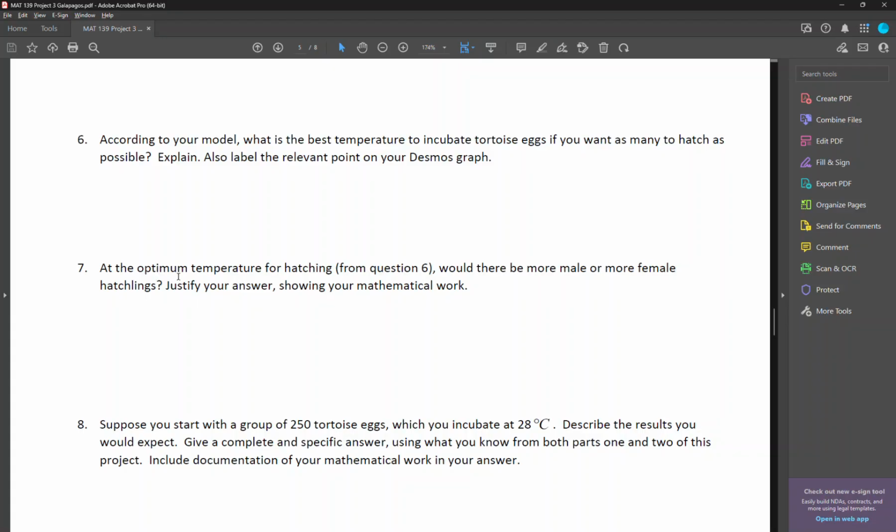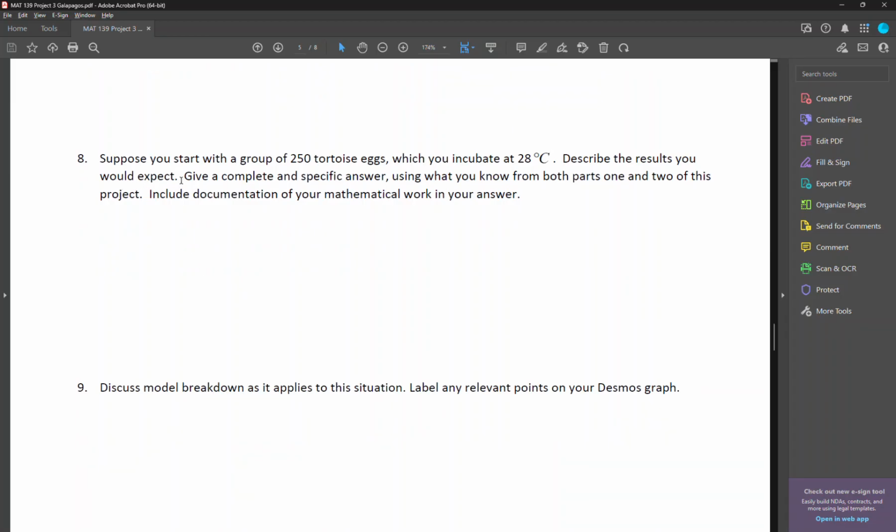Then at the optimum temperature for hatching from this question, would there be more male or female hatchlings? This is going to tie back into your functions from part 1. So you'll be able to pull together information here from part 1 and 2 to be able to support your answer here.